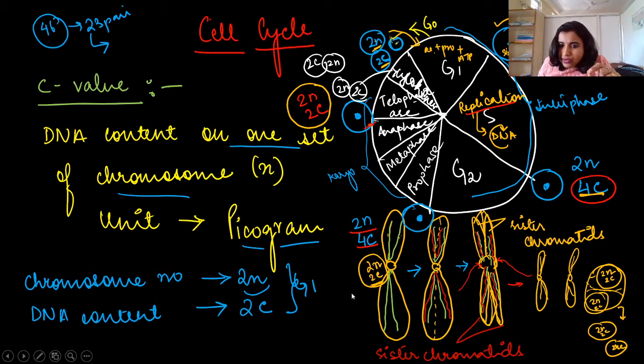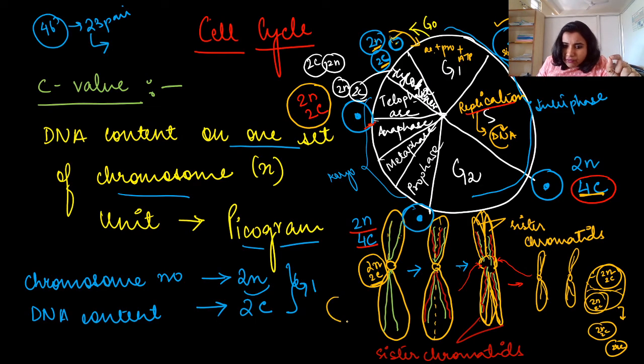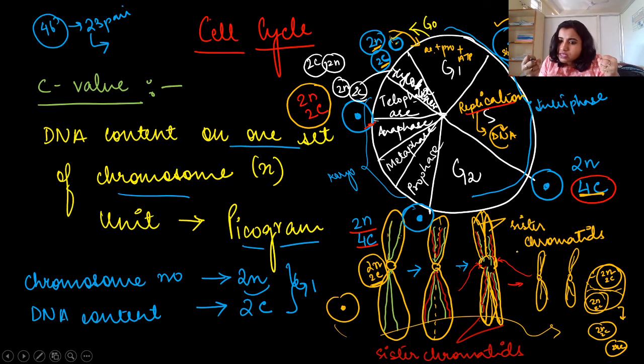So from one cell it gives rise to two daughter cells. Clear? So here it is 2N 4C, and after G2 it will also remain 2N 4C, but in anaphase there will be a division of sister chromatids. As a result, the cell will have 2N 2C chromosomes at one end and at the other end, and these get separated at cytokinesis, giving rise to two daughter cells, right? This is all about your C value.